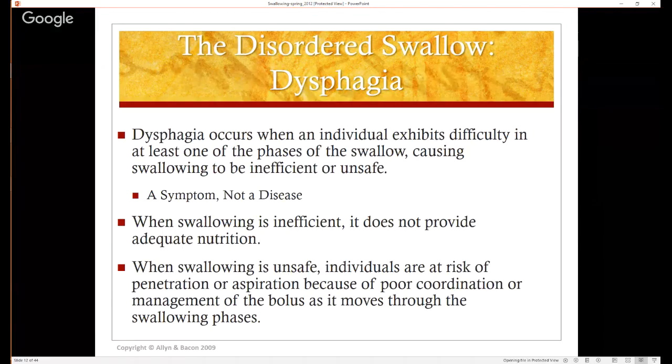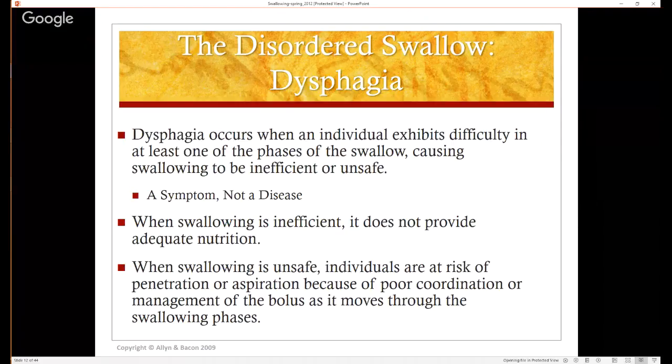And now we're going to look at the disordered swallow, which is referred to as dysphagia. Dysphagia occurs when an individual exhibits difficulty in at least one of the phases of the swallow, causing swallowing to be inefficient or unsafe. And it's important to note that dysphagia is not a disease, but rather it's a symptom of an underlying cause. Swallowing problems can result from neurological injuries, progressive disease processes, head and neck cancers, or even sometimes the medical treatments prescribed to combat a disease, such as radiation to treat laryngeal cancer.